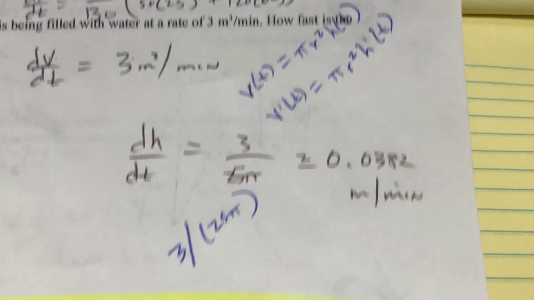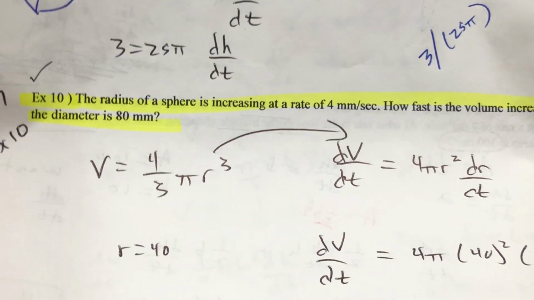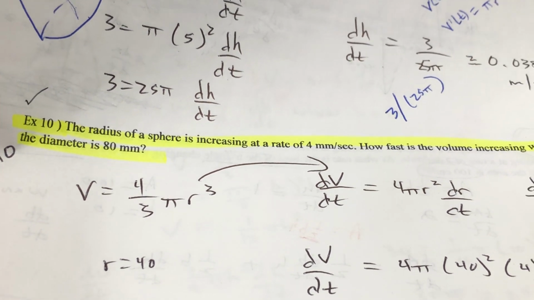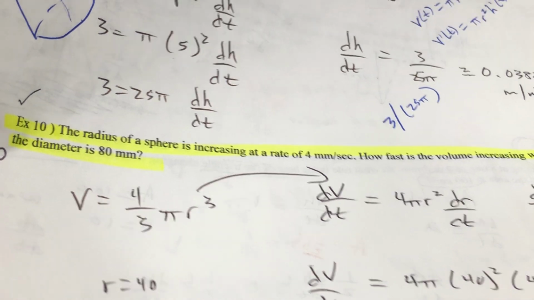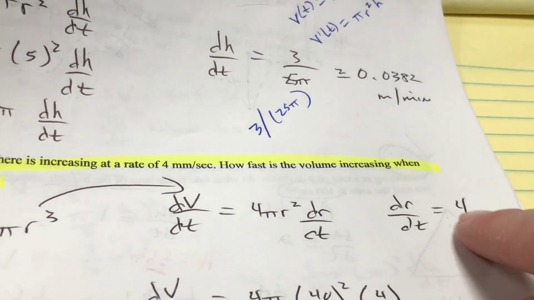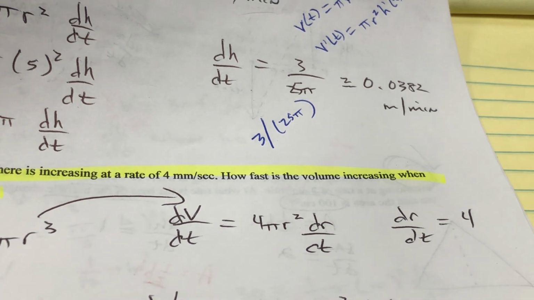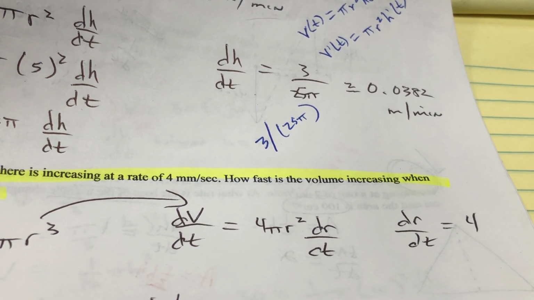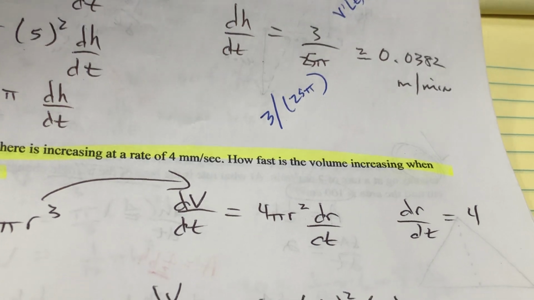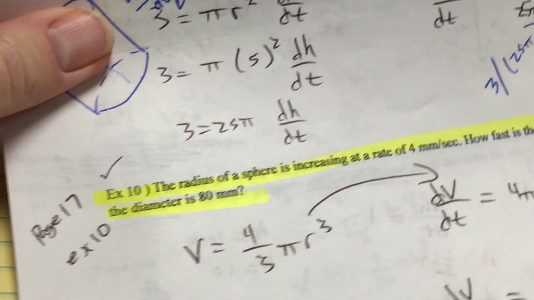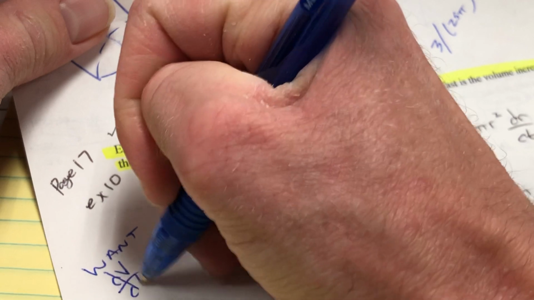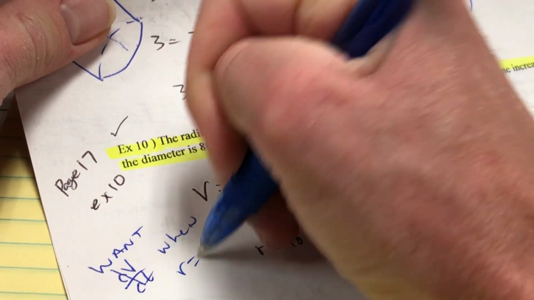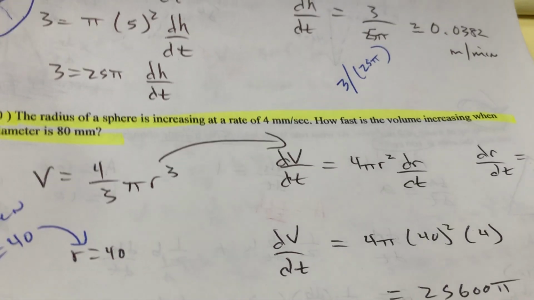It's a very classic question. It's a very easy question. So is the sphere. The radius of a sphere is increasing at a rate of blank. They've given you dr/dt. It's increasing, so it's positive. dr/dt is a positive 4. How fast is the volume increasing when the diameter is 80? So what do we want? We want dV/dt when the diameter is 80, or the radius is 40.